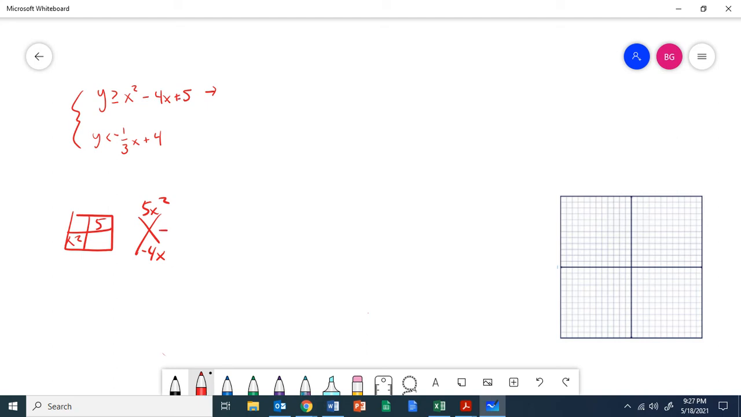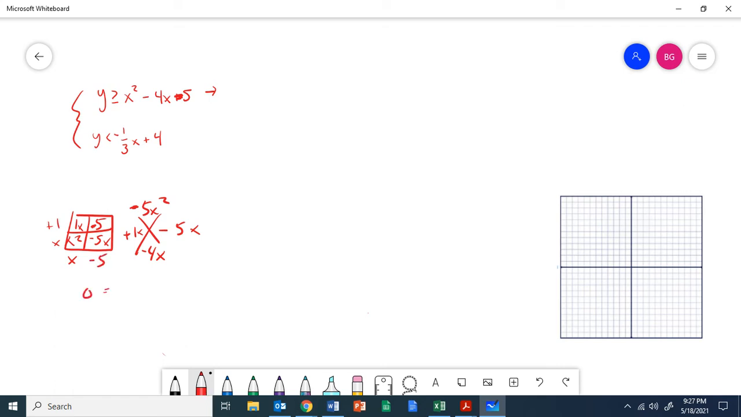Sorry, that should be a minus 5. I wanted a minus 5. So what multiplies to a negative 5x squared and adds to a negative 4x? Well, that is a negative 5x and a positive 1x. So I'm going to fill those in, negative 5x and a positive 1x. Now factor this, and what should you get? Well, we should get x plus 1 and an x minus 5.